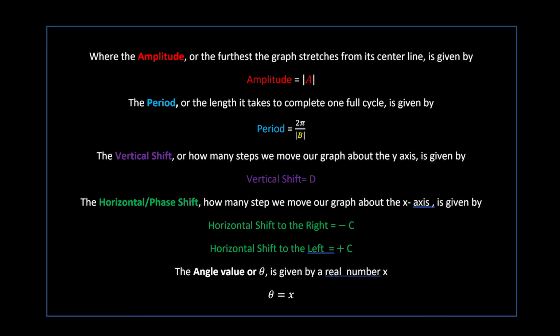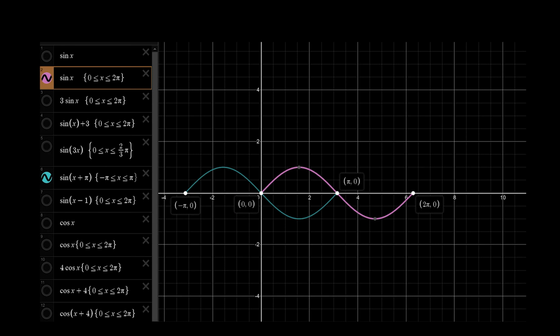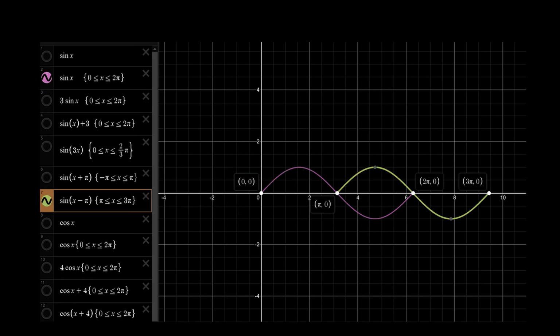C represents the horizontal shift or the phase shift. So for example, if c was plus pi, it would move our entire graph over to the left by pi units. If c was minus pi, it would shift our graph to the right by pi units.